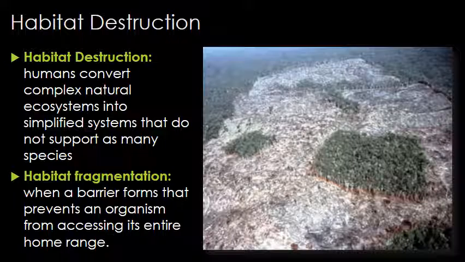Habitat fragmentation occurs when a barrier forms that prevents an organism from accessing its entire home range. Causes could be the building of a road, the harvesting of a forest, urban development. We could build corridors or land bridges to connect areas, which might help limit this problem. But habitat destruction is the loss of a habitat, whereas habitat fragmentation is breaking it up into smaller pieces. Fragmented habitats cannot support as much life and therefore are still a threat to biodiversity.